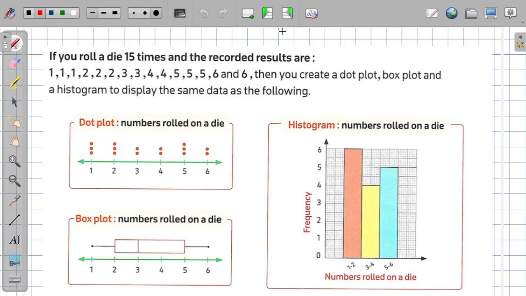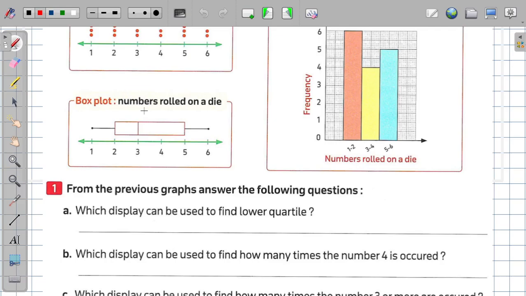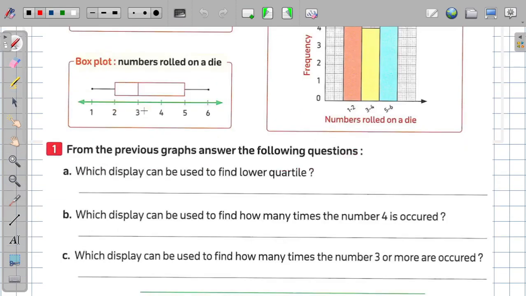Okay, and after that we want to know which display can be used to find the lower quartile. I think we know the answer because it's the box plot, because the box plot is the only way that we can know the lower quartile, the median, and the upper quartile. So we can choose box plot.